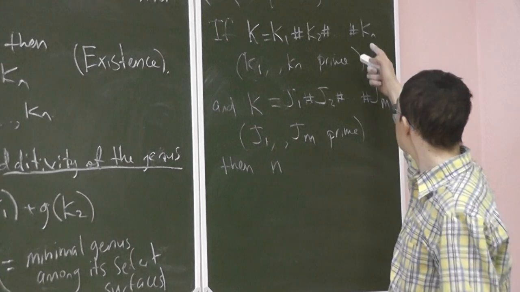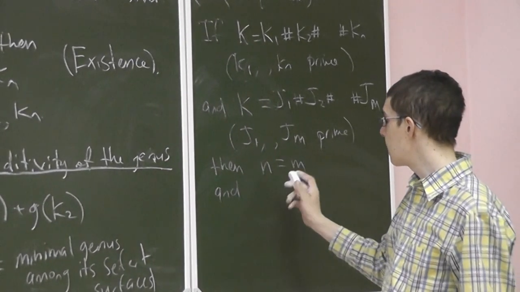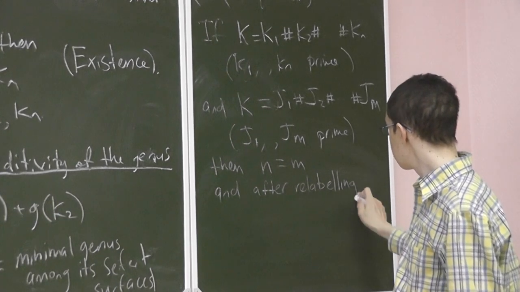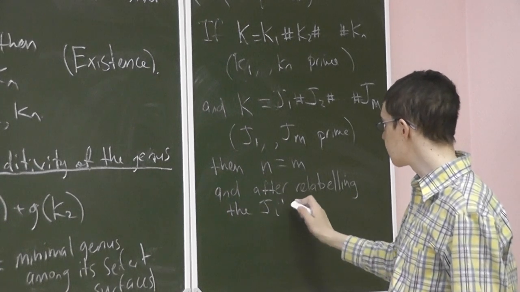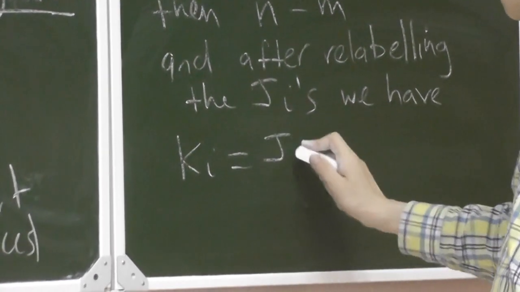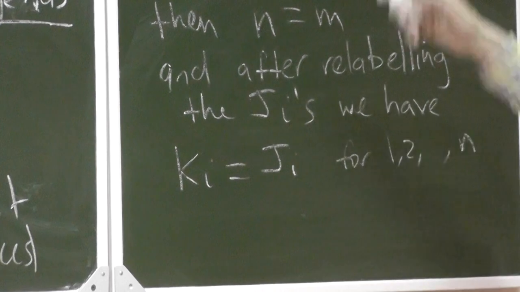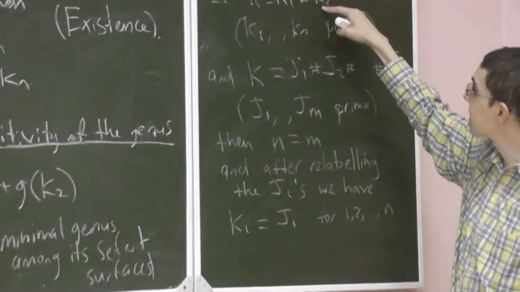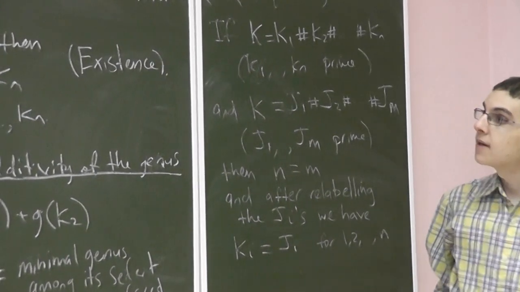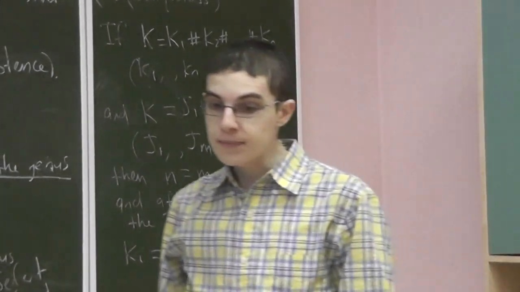So n, the number of the first type, has to equal the number of the second type, and after relabeling, the Ji's are the Ki's. After relabeling, this K1 has to be this J1, this K2 has to be this J2. So it's just like the uniqueness of a prime decomposition of a number. Today we'll get as far as we can in proving this, and to do so, we'll prove a lemma.